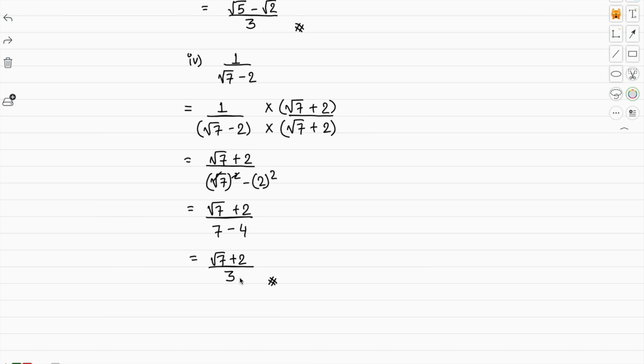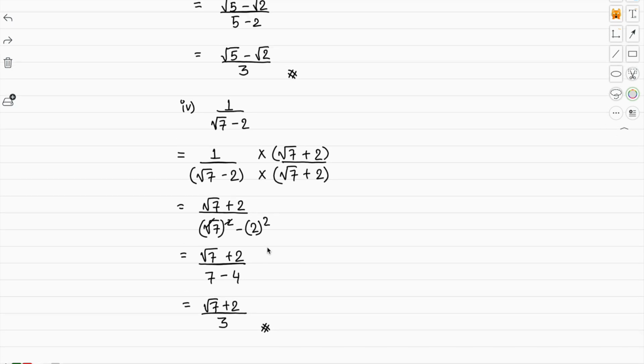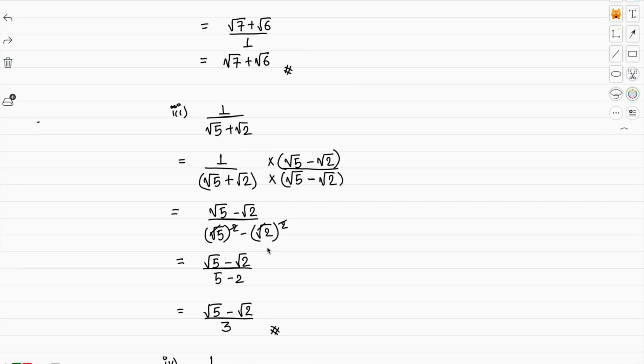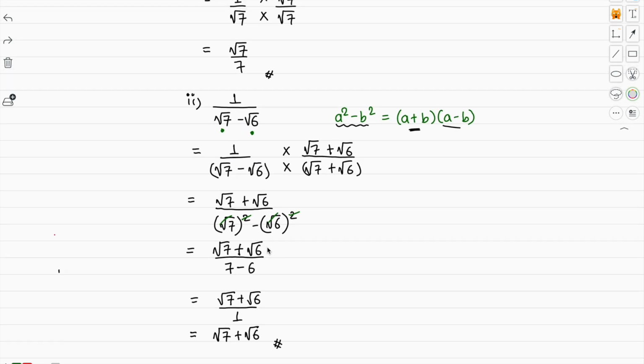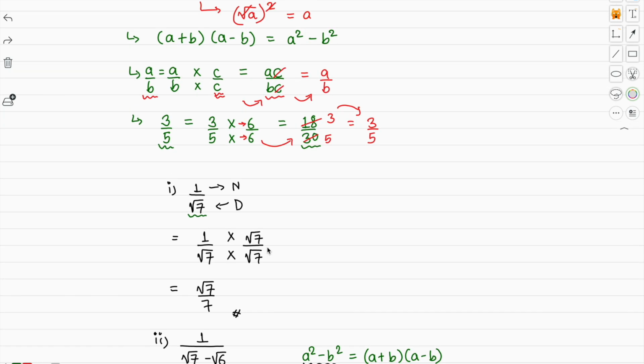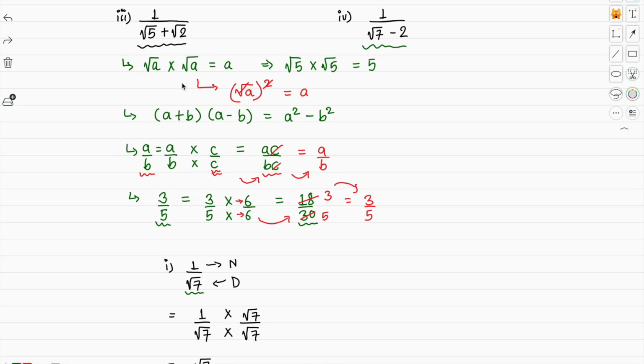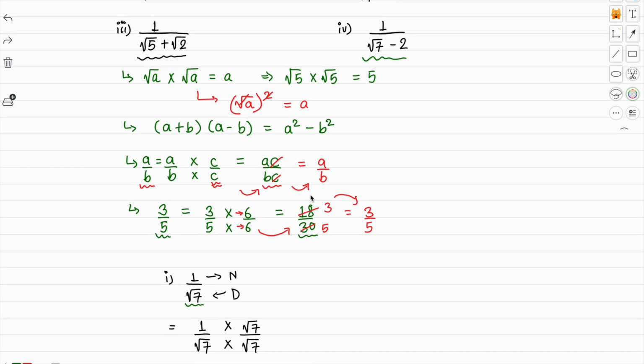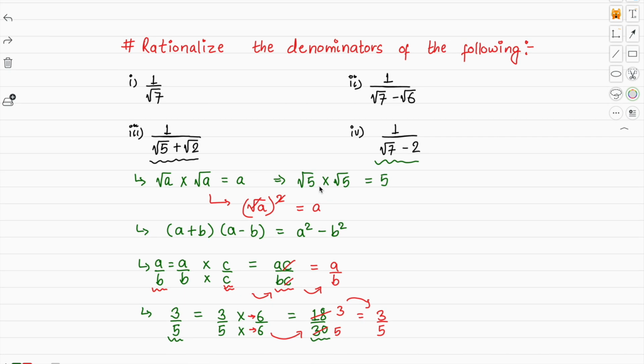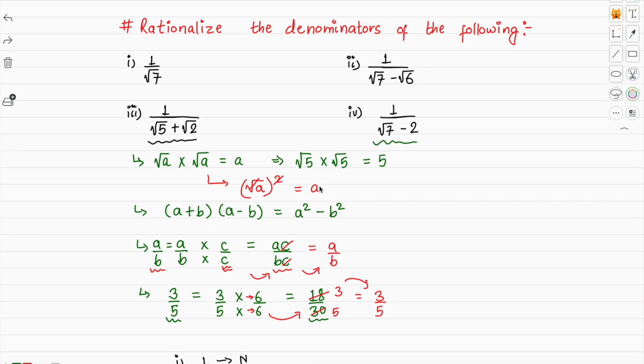So in this way, we can easily rationalize the denominators of any fraction if you know just a few basic things. The few basic things are root a times root a is a, the formula of a square minus b square, and the equivalent fractions. So if you know these three basic things, then it's pretty easy to rationalize the denominator of any type of fractions.